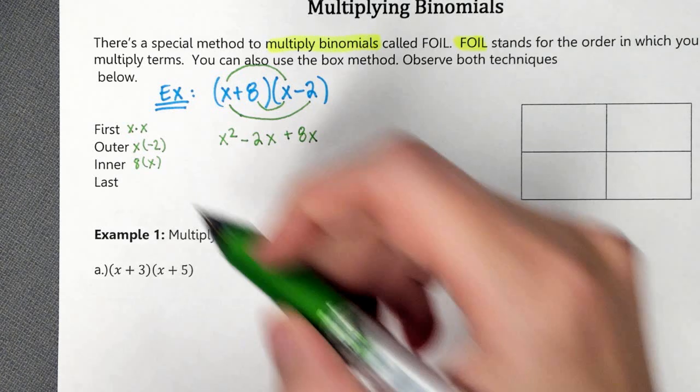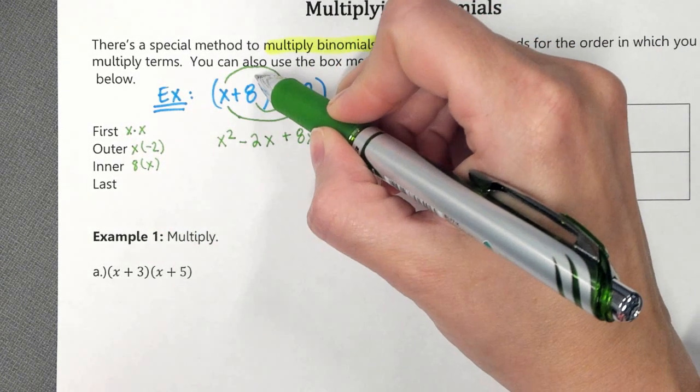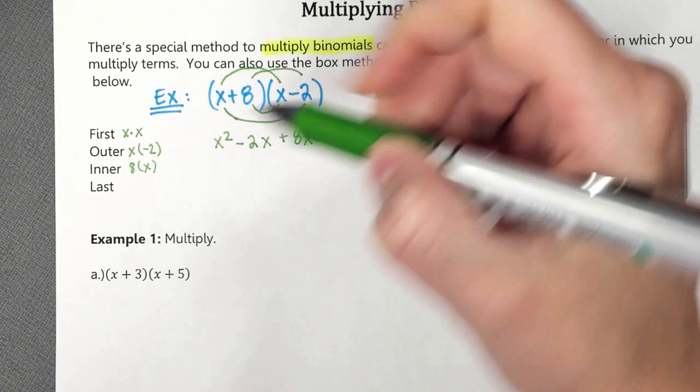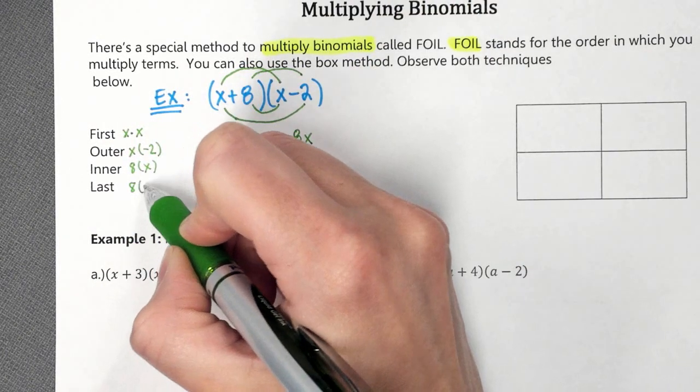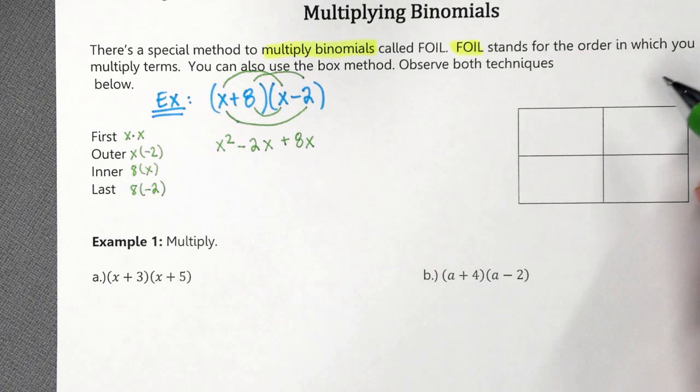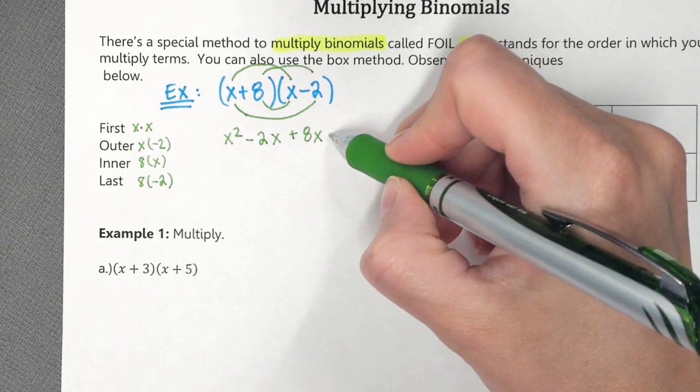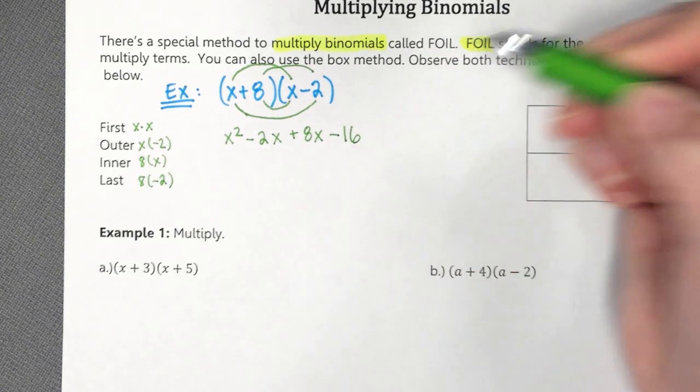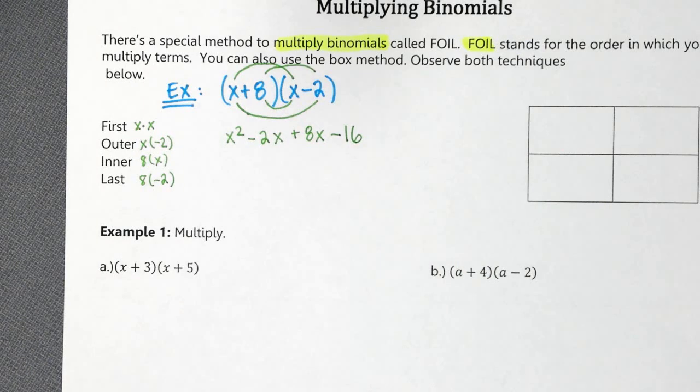And then the last terms are going to be the 8 and the negative 2. So don't forget to multiply it by the negative. So 8 times negative 2 is negative 16.